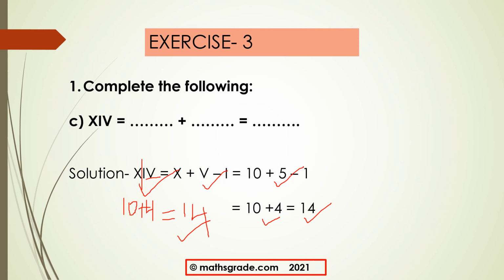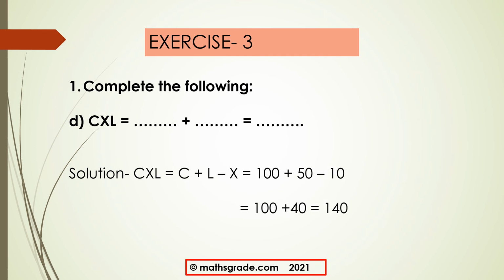So when the Roman numerals are arranged in descending order, then we have to add the values of those Roman numerals. But when the Roman numerals are arranged in ascending order, then we have to subtract the values of those Roman numerals. That is the only formula for finding Roman values.